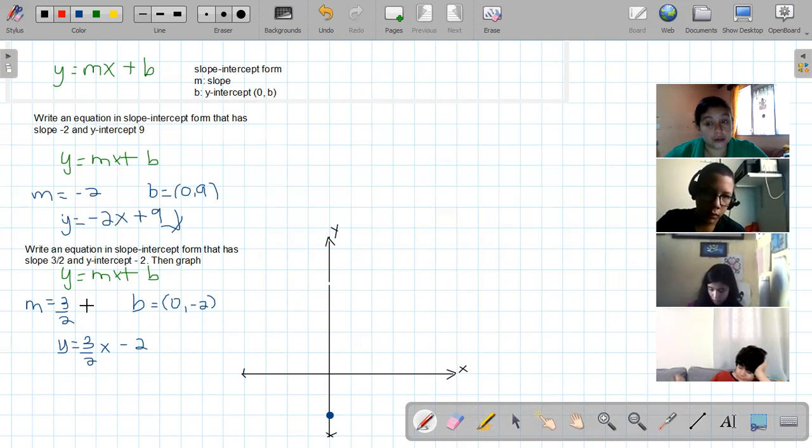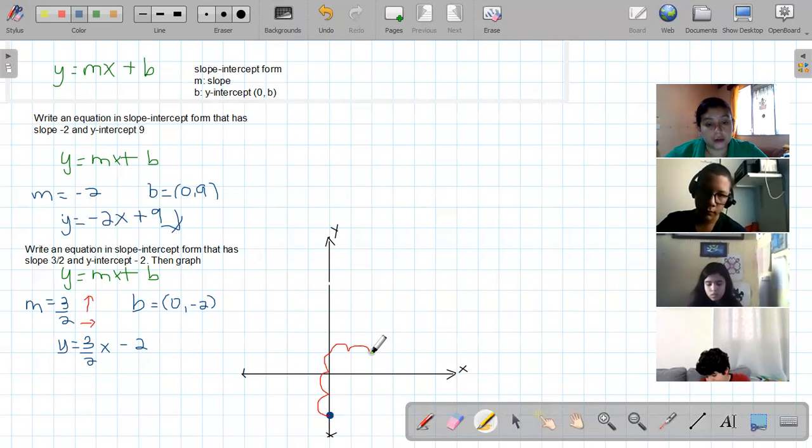Rise is positive 3, so does it go up? Up and right. Very good, up. And the run is positive, so it goes to the right. So from this point that we just graphed, we go 3 units up, 1, 2, 3, and 2 to the right, 1, 2. Right in that place is where you're going to put your second point.